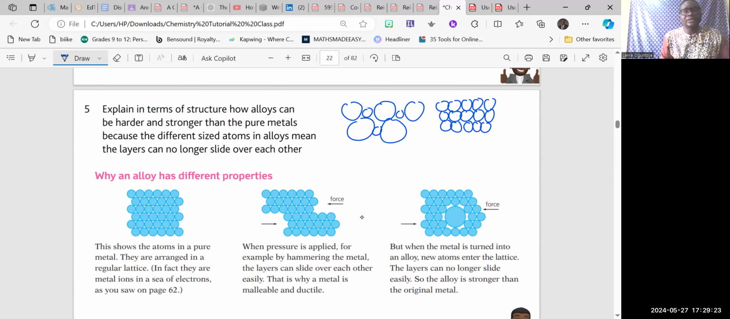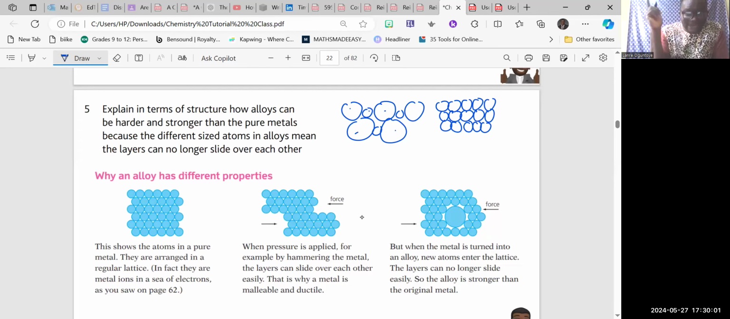The different sizes tell you that you have atoms of different metals that are mixed together. This is why alloys have higher strength compared to pure metal. You can see the fifth learning outcome there. It says, explain in terms of structure how alloys can be harder and stronger than pure metal, because the different sized atoms in alloys mean the layers can no longer slide over one another.